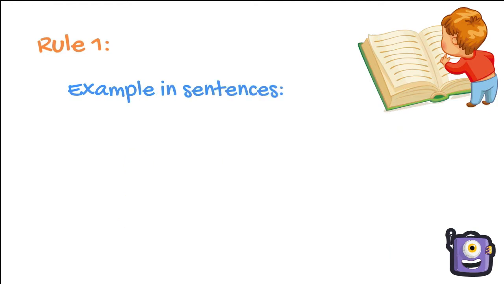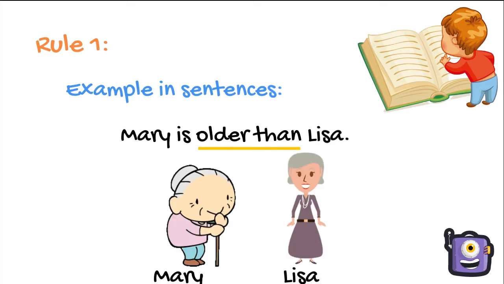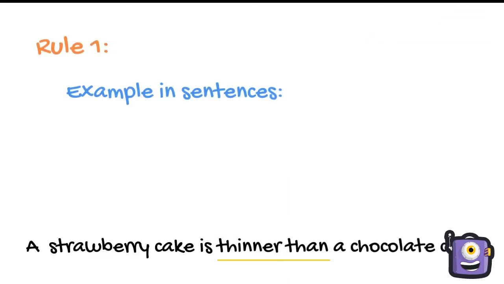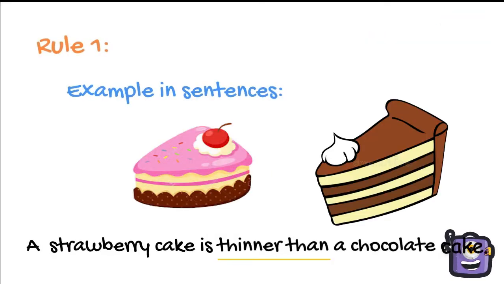For example, in sentences, repeat after me. Mary is older than Lisa. An elephant is bigger than a pig. A strawberry cake is thinner than a chocolate cake.